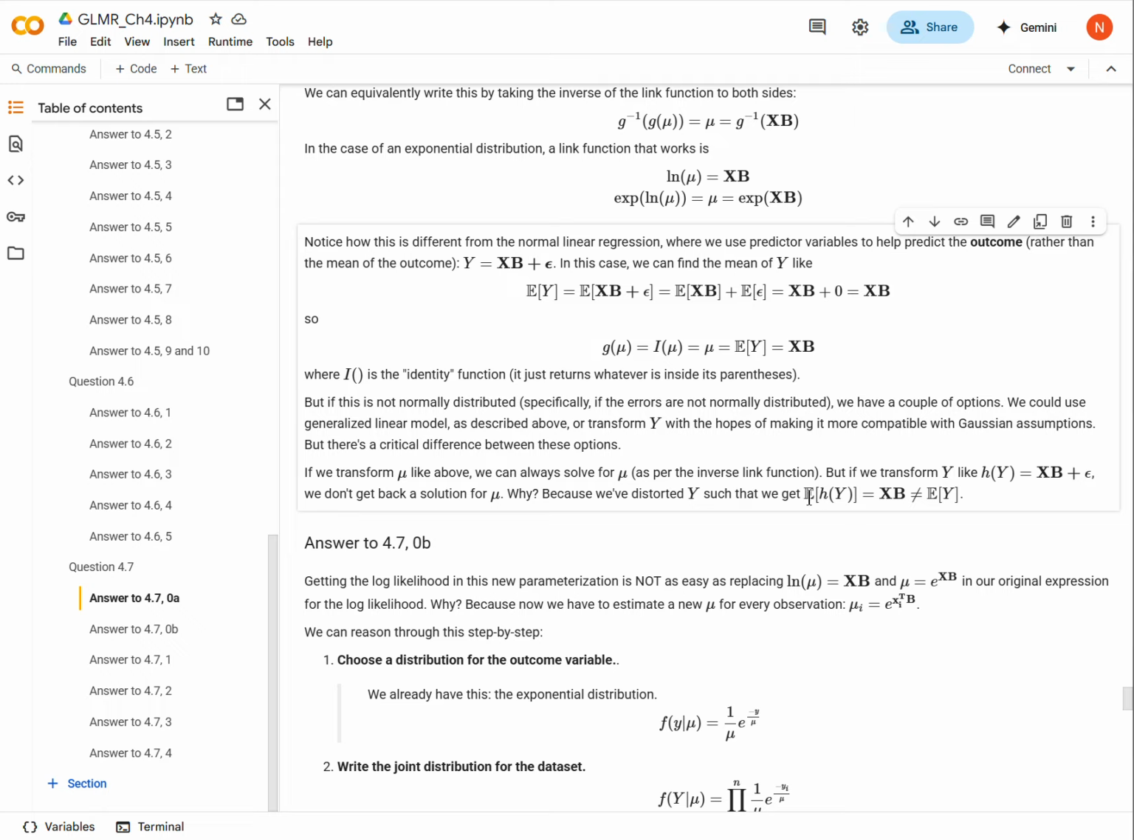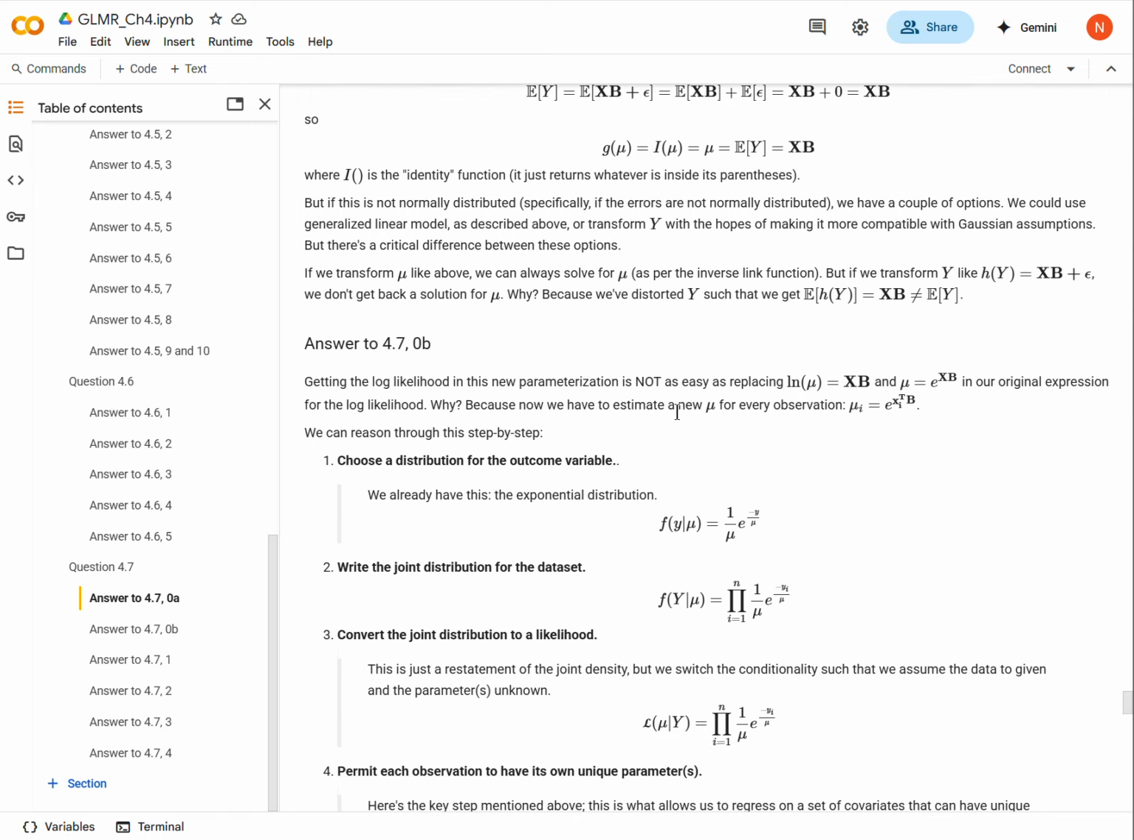But to transform y is very different than transforming a parameter of y, which is mu. So if we run a regression on the transformation of y, then our estimates from that analysis refer not to y, but to some transformation of y. Whereas if we are using a link function on the mean parameter, we can always easily get back to how x and beta refer to mu and therefore to y.